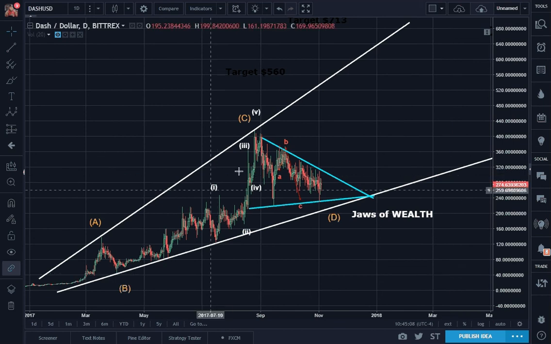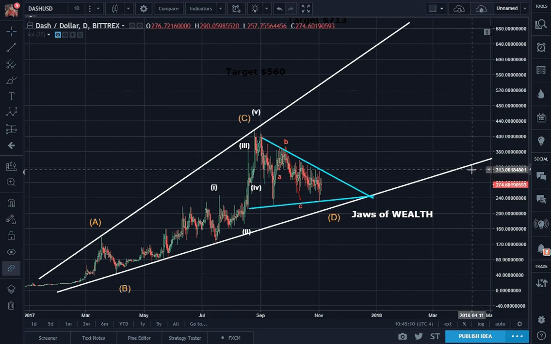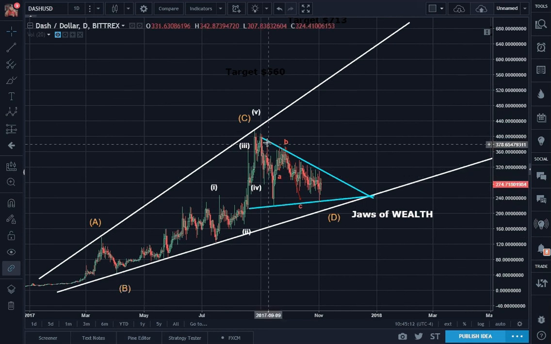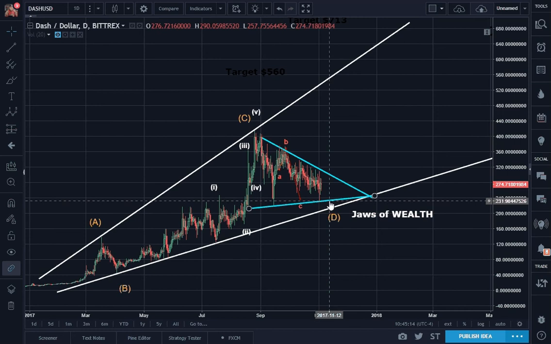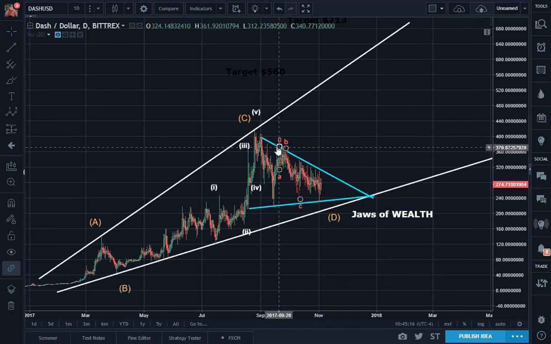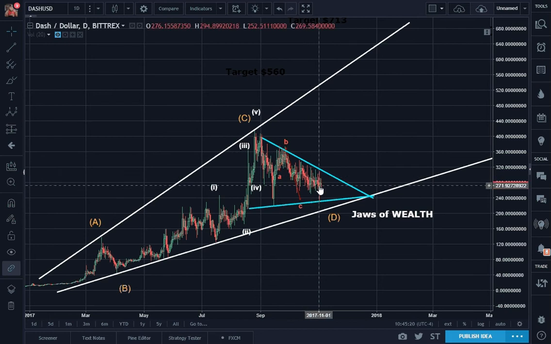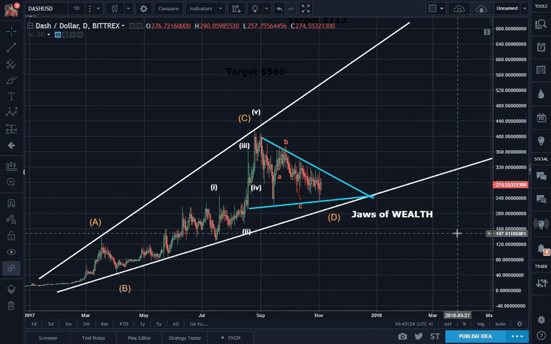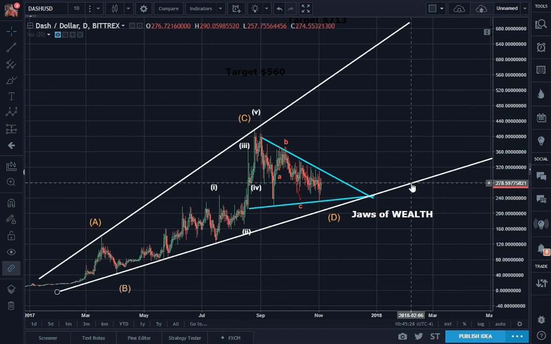And again, a broadening pattern obviously must be a higher degree of sentiment than that of a symmetrical triangle in this case. Can you have a broadening pattern happening within a big, huge symmetrical triangle? Absolutely. It doesn't mean that the jaws of wealth is always a higher degree pattern. No. It just depends on what begets what.